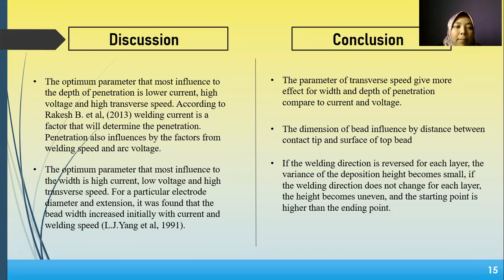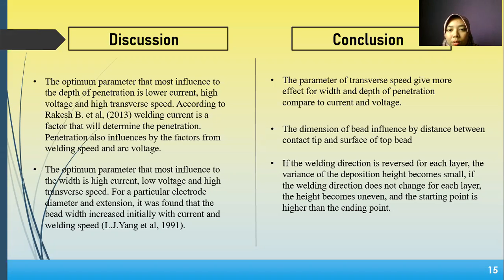The discussion. The optimum parameter that most influences the depth of penetration is lower current, high voltage, and high transfer speed. According to Rakesh B, Tittle 2013, welding current is a factor that will determine the penetration. Penetration is also influenced by factors from welding speed and arc voltage. Second, the optimum parameter that most influences the width is high current, low voltage, and high transfer speed. For a particular electrode diameter and extension, it was found that the bead width increased initially with current and welding speed.